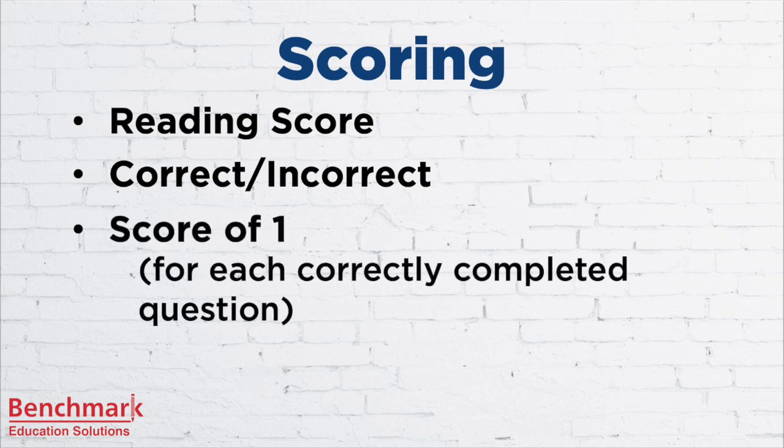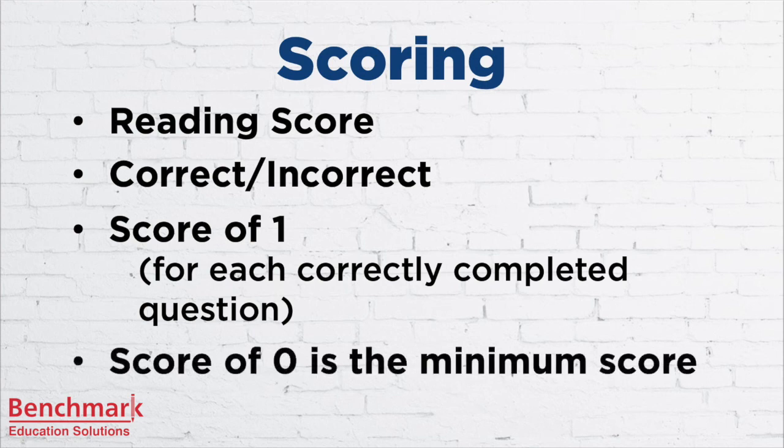A score of 1 is given for each correctly completed question, and a score of 0 is given for each incorrect answer. Again, 0 is the minimum score since negative marks are not given for this question type.